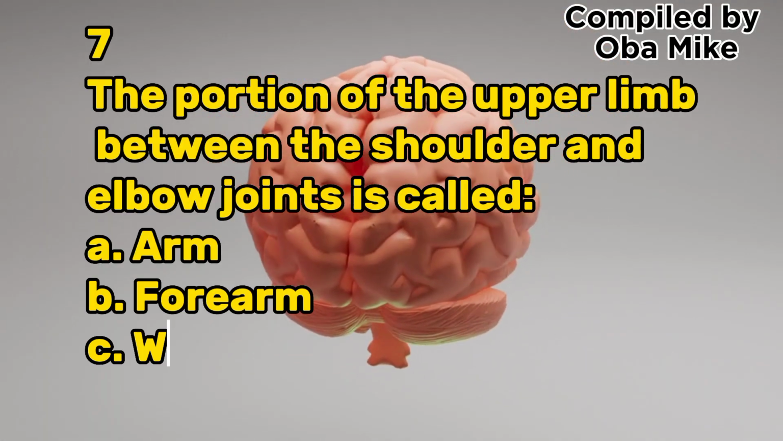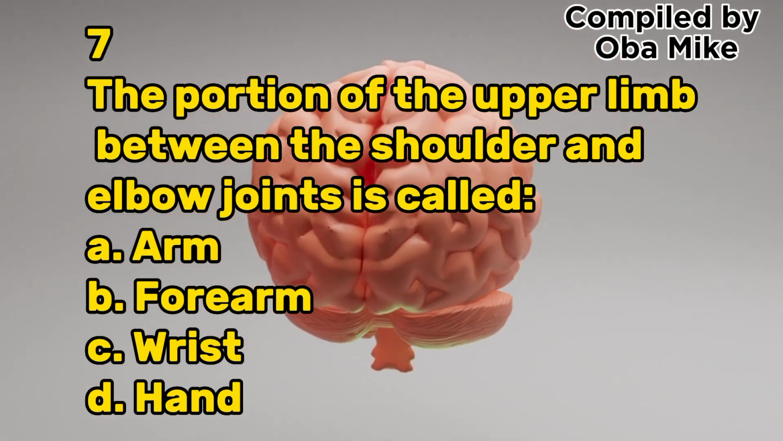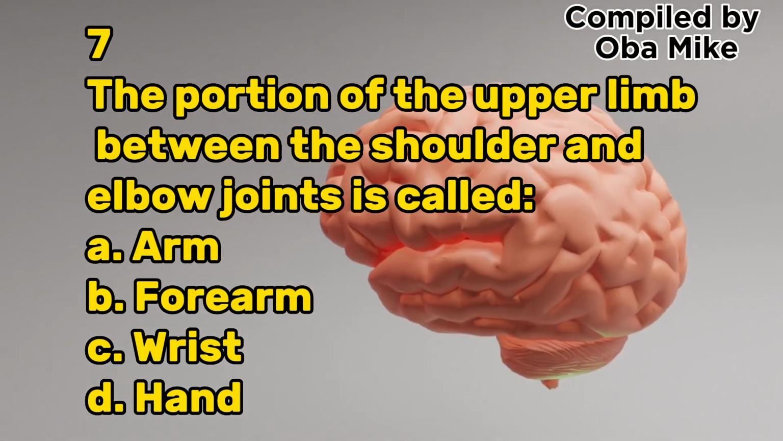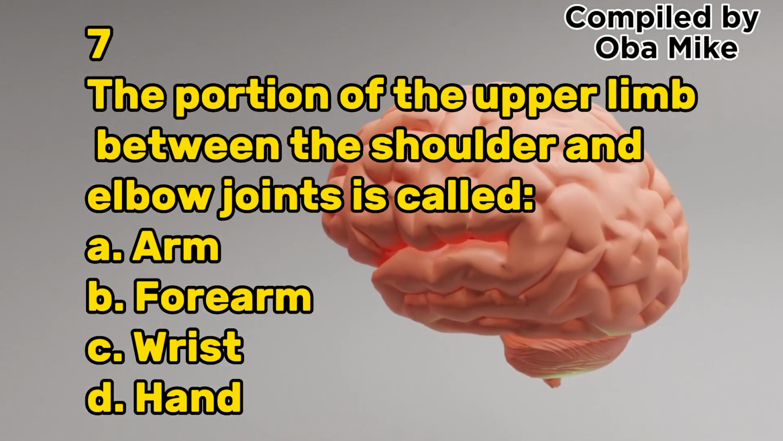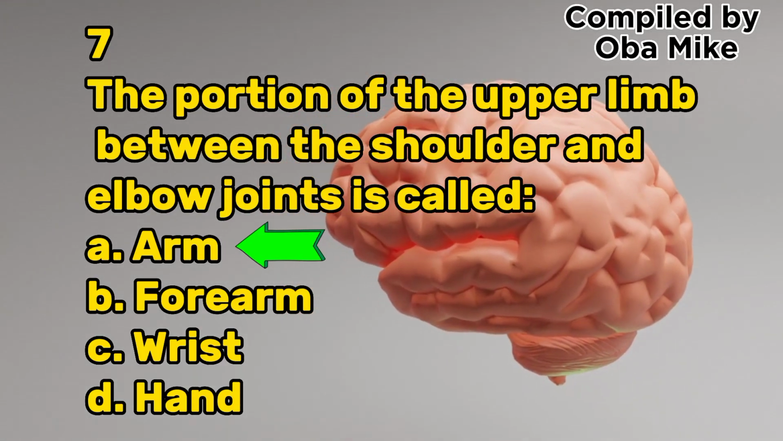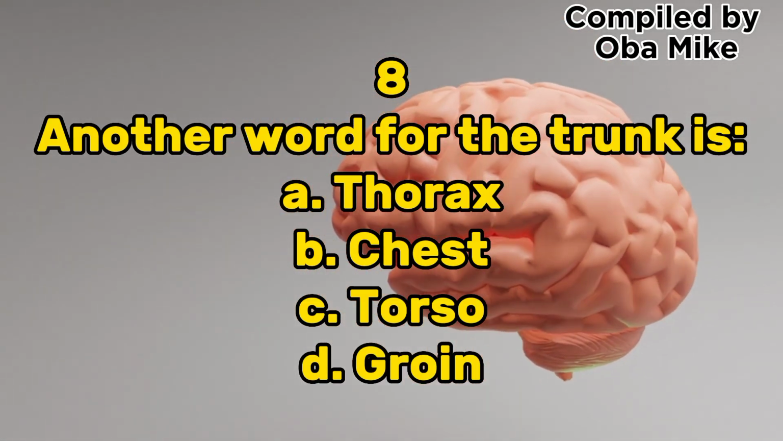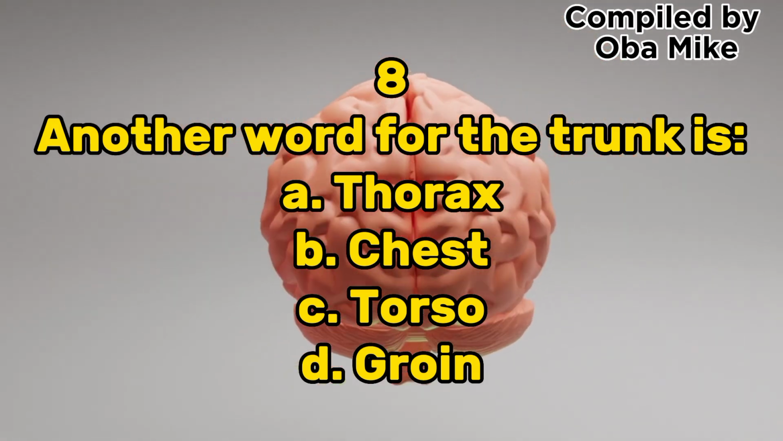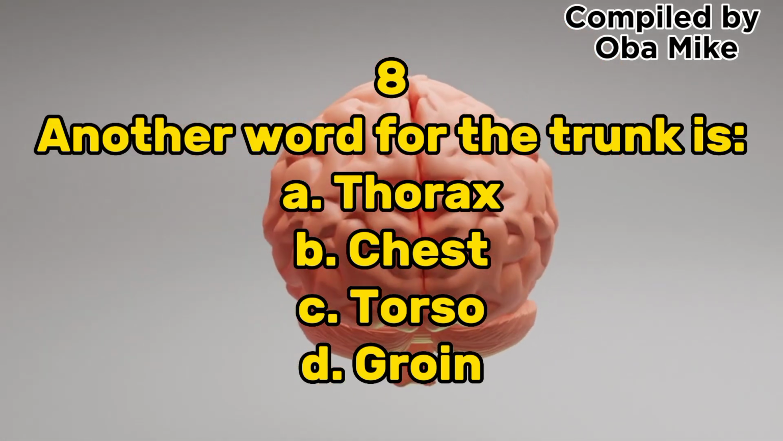7. The portion of the upper limb between the shoulder and elbow joints is called A. Arm, B. Forearm, C. Wrist, D. Hand. 8. Another word for the trunk is A. Thorax, B. Chest, C. Torso, D. Groin.